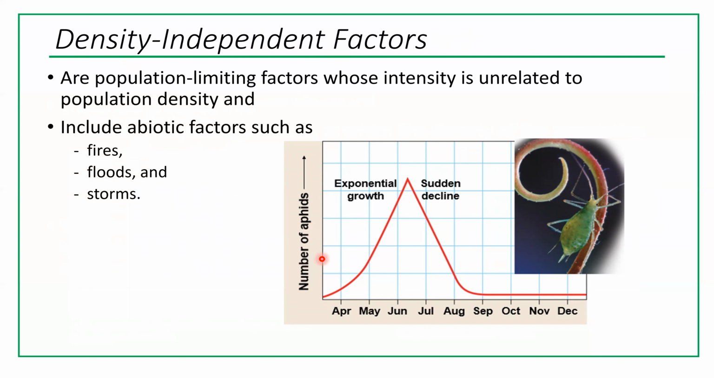So here's the number of aphids that goes up, growing exponentially, right? What do we expect? We expect them to reach their carrying capacity and just fluctuate around it. But here you see a sudden decline. That means something happened. Maybe fire, maybe flood, maybe some freeze. But they died unexpectedly without even reaching the maximum size of the population. So population limiting factors whose intensity is unrelated to population density include fire, flood, storm, volcanic eruption, decrease in temperature.